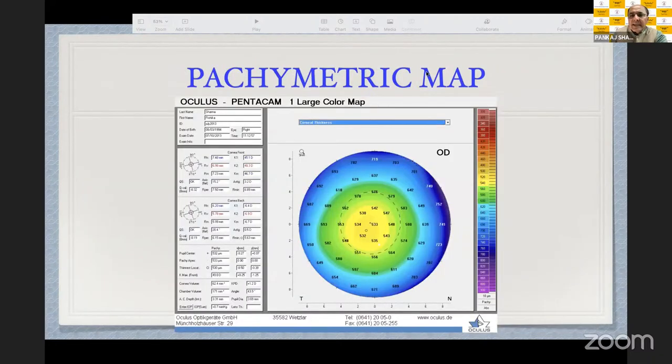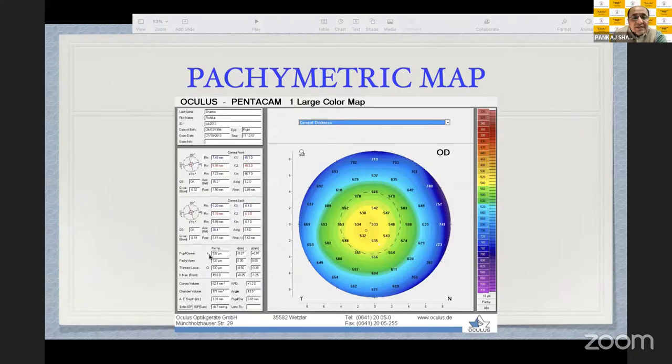Then you have a pachymetric map. Basic four maps hain: sagittal, anterior elevation, posterior elevation, and pachymetric map. These are the four basic maps which we study. We can have so many other maps also. Now, this pachymetric map is the actual thickness of the cornea at so many points. There are about 25,000 points with a Pentacam normal, and with a high resolution, more than 1 lakh points which are mapped. Iska pachymetry yahan par hai.